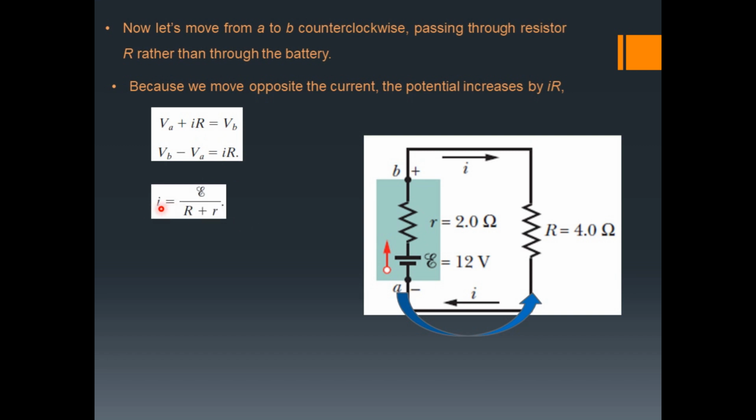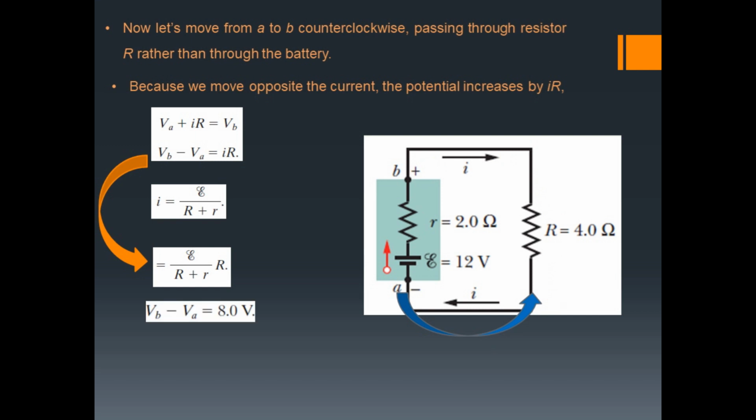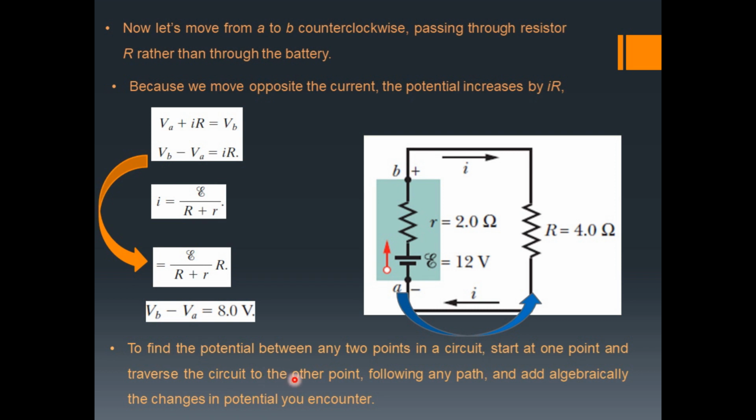Again, we know that I is equal to EMF over R plus r. If you just put the values, this equation will become EMF over R plus r times R. So we reach the same equation. It means it doesn't make a difference if you travel from point A to point B directly in this way, or if you travel from point A to point B in the opposite direction. In the first case we travel clockwise, and in the second case we travel counterclockwise. In both cases it gives us the same result, 8 volt.